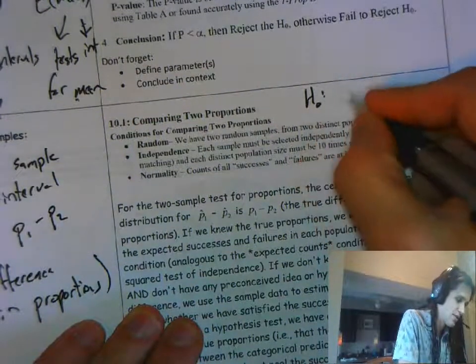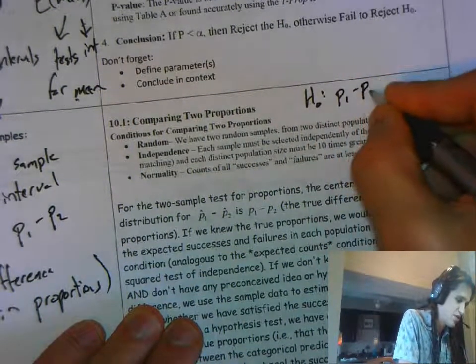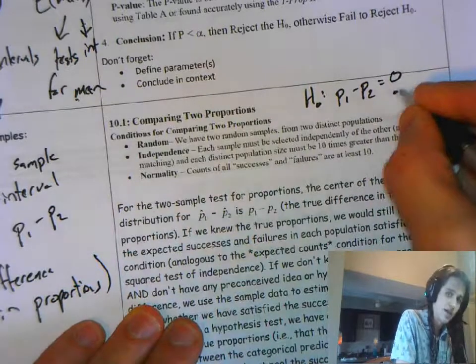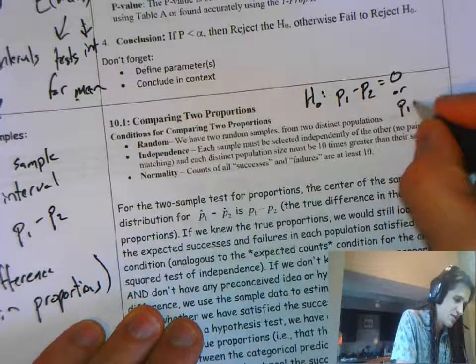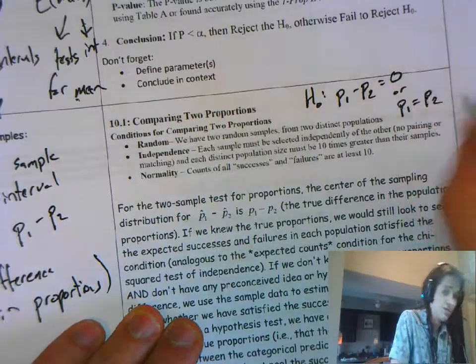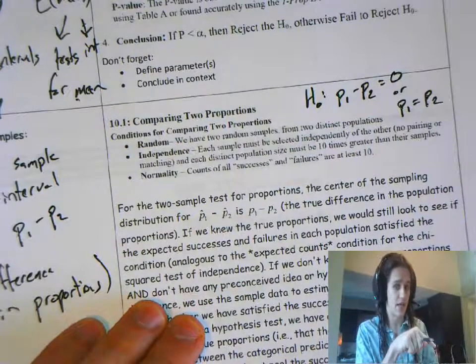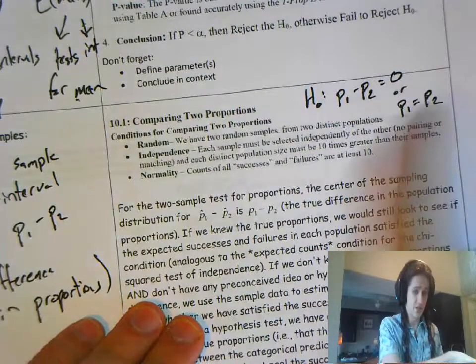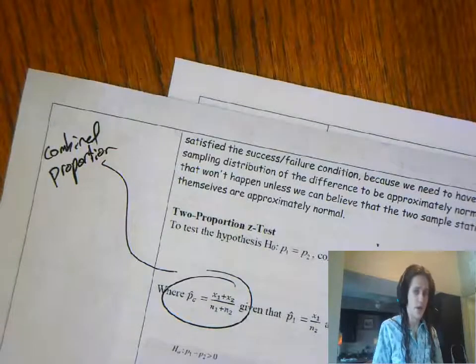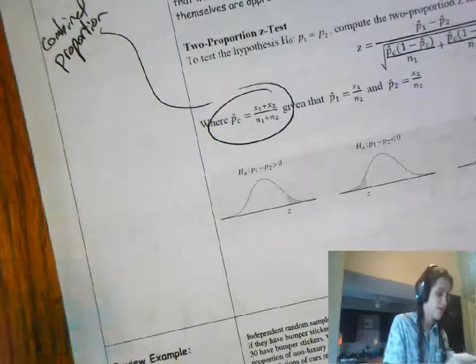The H0 is going to be p1 minus p2 equals 0, or we could write that alternatively as p1 equals p2. And what are we saying there? We're saying they're the same. But we're not saying exactly what they're equal to. Remember, we're just saying that they're the same. We're not saying where they are. We're saying they're the same.